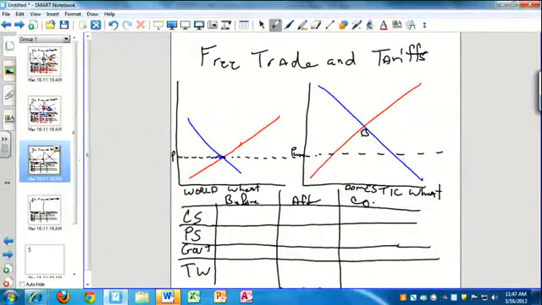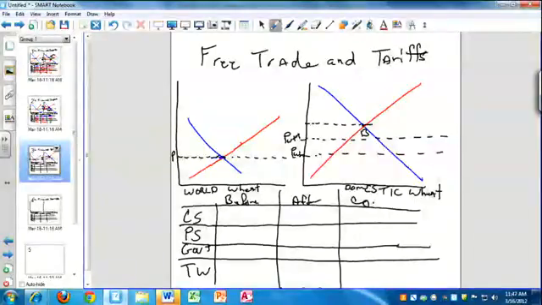This is the price on the world stage. This is the price on the world stage plus a tariff. That's PW plus T. And this is the domestic market price.